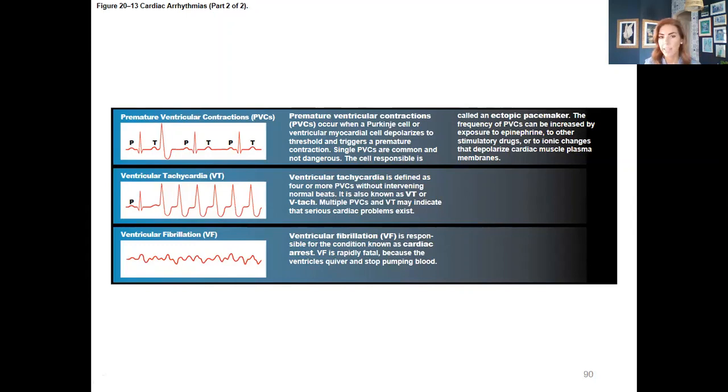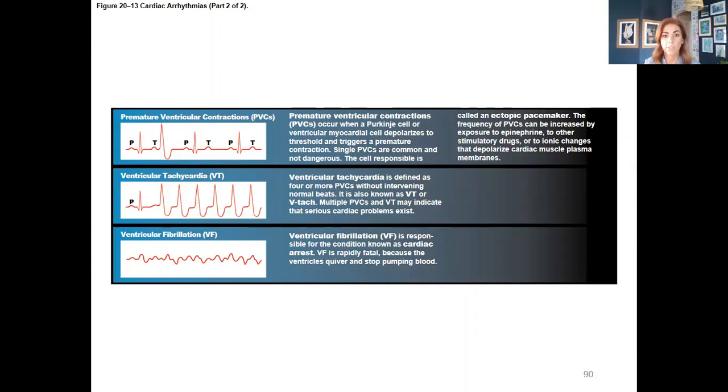So atrial fib is not as big of a deal as ventricular fib because of what the ventricles are responsible for doing, which is ultimately giving blood to the rest of the body. We also have premature ventricular contractions and ventricular tachycardia listed here, just like we did in the atria as well. And you can very easily see, even if you don't know everything there is to know about an ECG, just by looking at these charts, you can tell there's definitely something wrong there that is not normal.